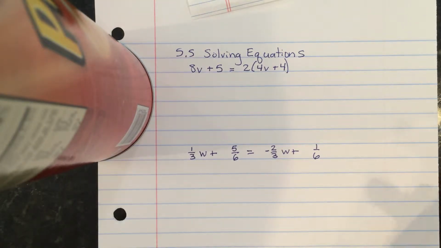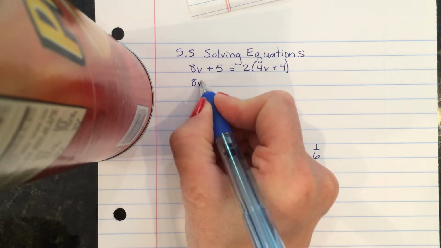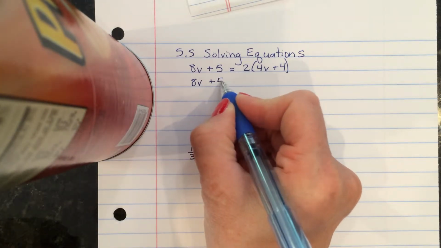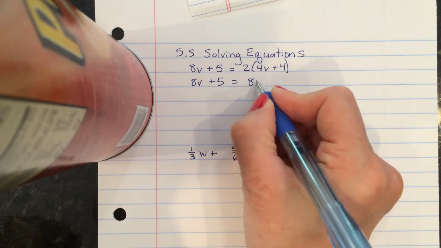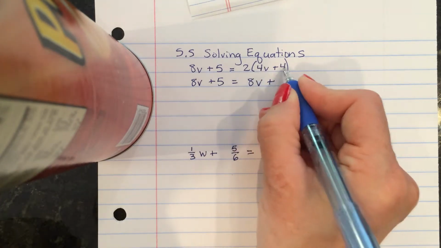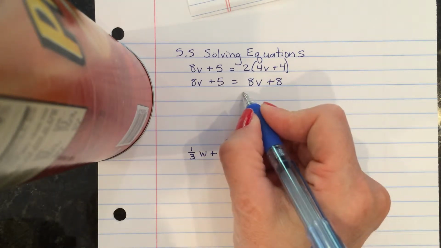A couple of samples from 5.5, solving equations. On this one, we always distribute. That gives us 8v plus 2 times 4, which is 8. You're going to get your v's together.